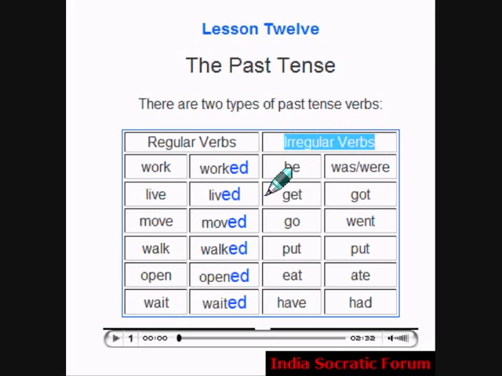Irregular verbs: be, that is am, is, are. Past tense is was, were. Irregular verb: get, got. Past tense is got. Go becomes went. Put is put. Eat, ate. Have, had.